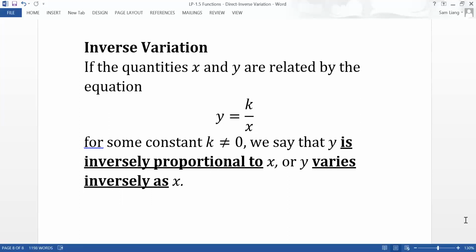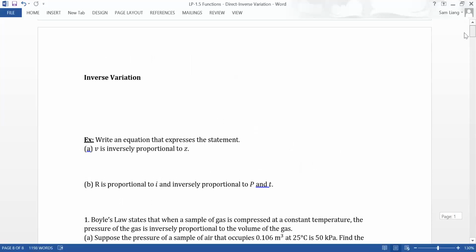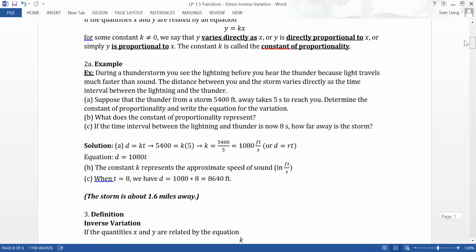Okay. But yeah, if you need to pause and copy this down, please do so right now. I'm going to move on to the next part, which I believe is an example. All right. So on the worksheet, I have this question here.